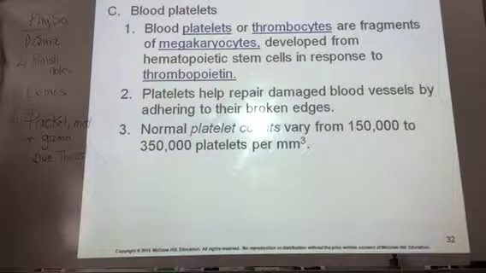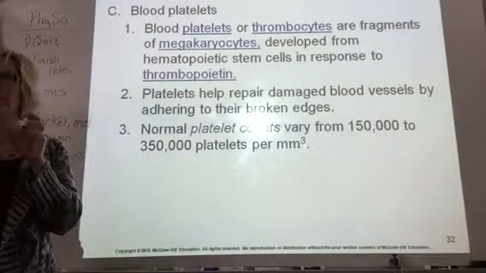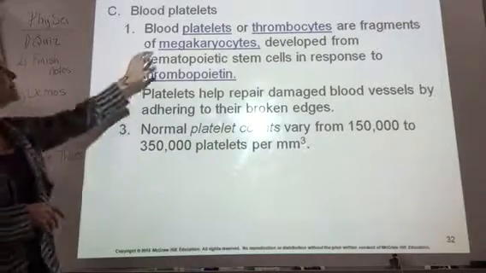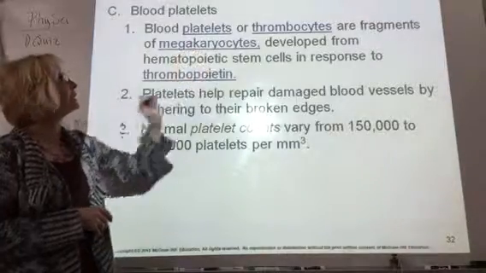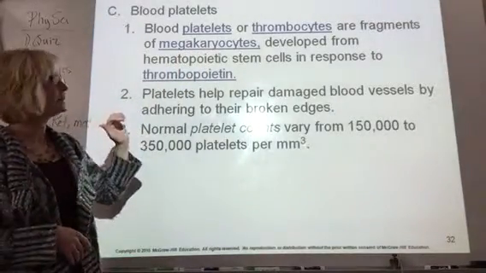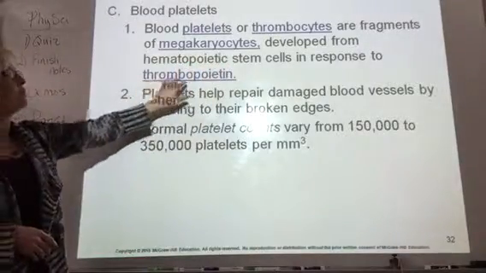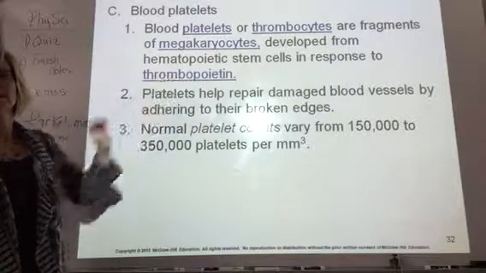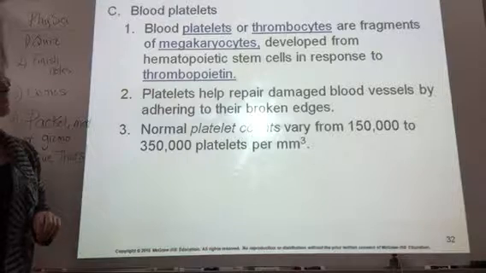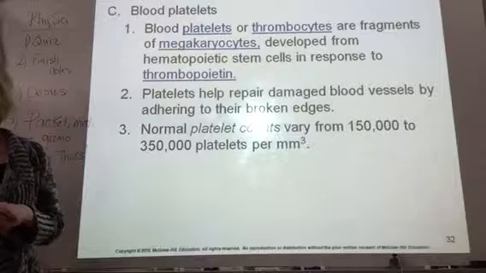Last part, blood platelets. So this is the other part. Platelets are called thrombocytes, and they are not a whole cell. They're a fragment, a broken off piece. So I have these huge megakaryocytes, and they start the same way. On page 332, everything starts as a stem cell. And then thrombopoietin is the hormone or the chemical that is in charge of producing more thrombocytes or platelets. Platelets are very important for repair.